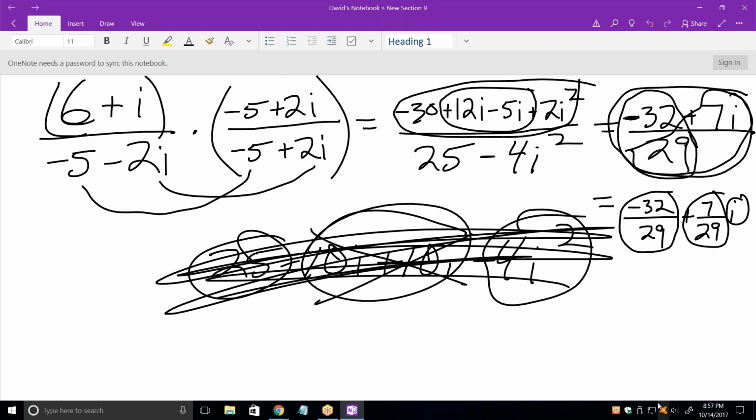So negative 32 over 29 plus 7 over 29? Just like I have it. I'm just making sure. And then is the i on the end, is it on the 7 or the end of the fraction? Actually on the end. In other words, b is 7 over 29. Yeah, that was correct.